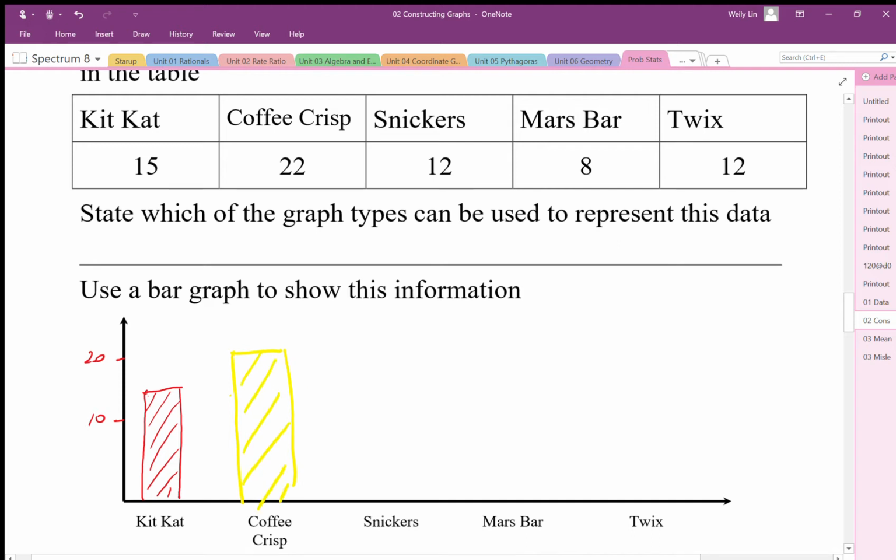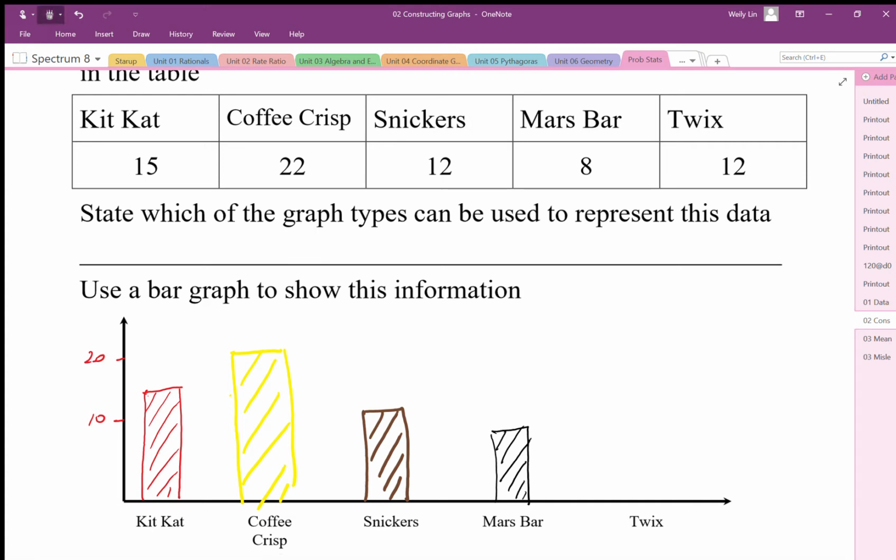Okay, there we go. There's my Coffee Crisps. My Snickers, they come in a brown package, I think, if I'm not mistaken. So where's my brown? We'll use brown here. Okay, so my Snickers was 12. So there's my Snickers bars. And Mars bars, we'll do that in black. I'm pretty sure that they come in black packaging. So Mars bars, they're not that great. Okay, and then Twix.